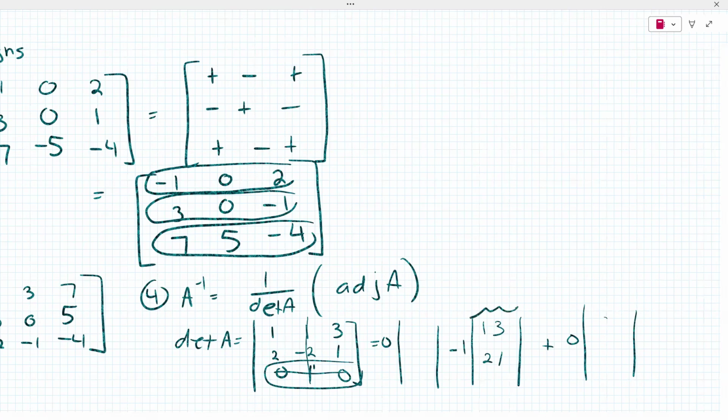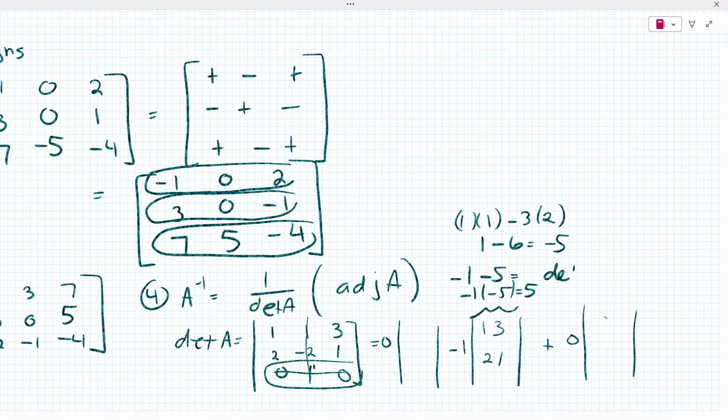So I only care about this. So this is a 2 by 2 matrix. How do you find the determinant of 2 by 2? It's simple. 1 times 1 minus 3 times 2, 1 minus 6, which is negative 5. So you have a minus 1 and then a minus 5, which is positive 5. Minus 1 times negative 5 is just positive 5. So that means your determinant is 5.